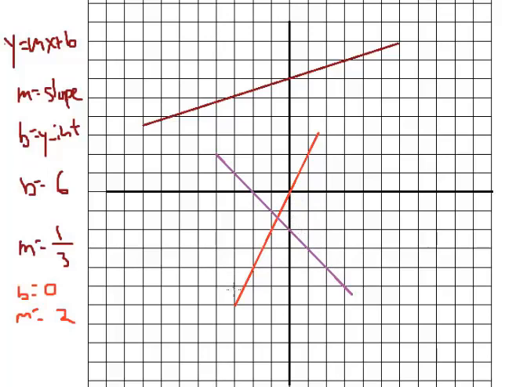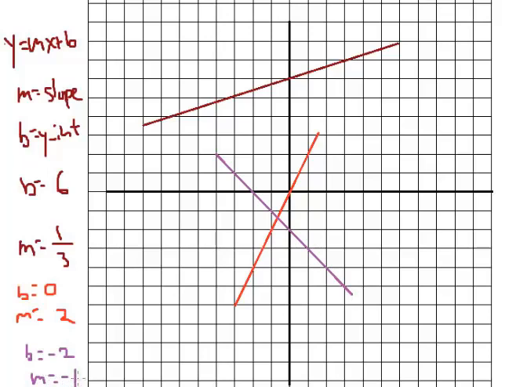So for the purple line, the y-intercept is -2, and the slope is also negative, because for every 1 that it goes over, it goes 1 down. 1 over, 1 down. 1 over, 1 down. So the slope down here is actually m equals -1.